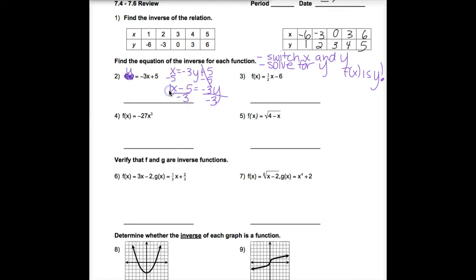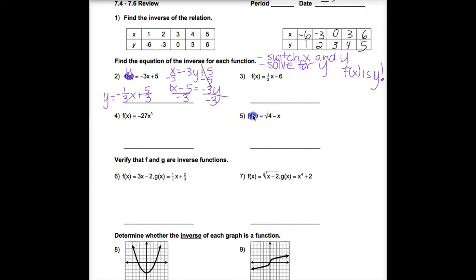So this is 1x. 1 divided by -3 is -1/3. So that's -1/3 x. -5 divided by -3 doesn't come out evenly. So all we need to do is say that 2 negatives make a positive. And so my inverse function is y equals, or f of x equals, -1/3 x plus 5/3. So again, just be very careful to simplify as far as you possibly can. All right, I'm going to do one more of these ones, and I'm going to go ahead and look at 5.